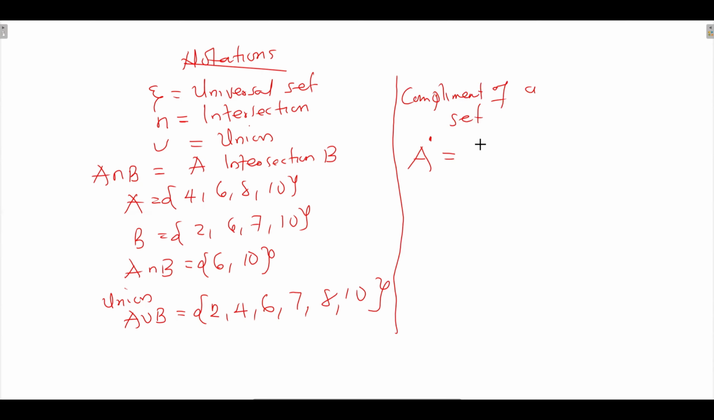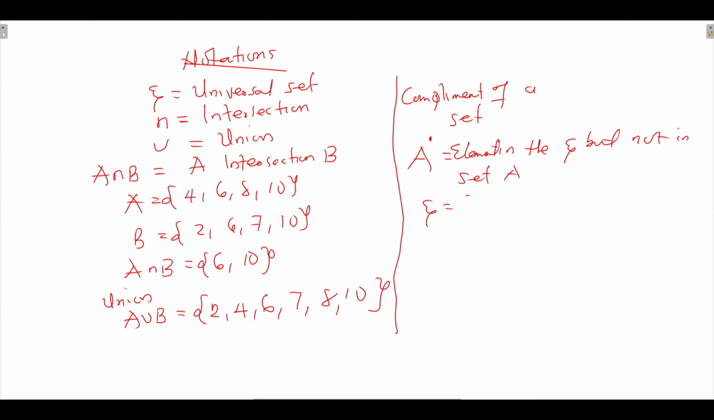What am I trying to say? The complement of a set is the elements that are in the universal set, but not in set A. Now, that's the meaning. Sorry, the word set there should not be set. Elements in the universal set, but not in set A.